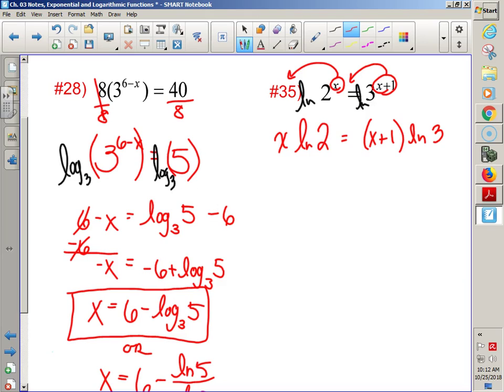Could you have done a log base 2? But if you had done a log base 2, this one would have had to power down anyway, and you would have had basically the same dilemma.